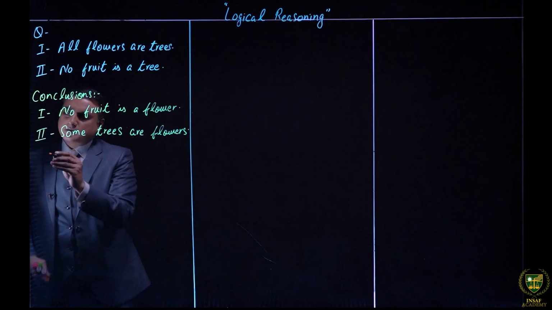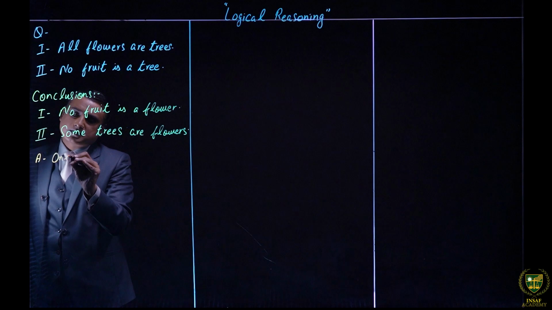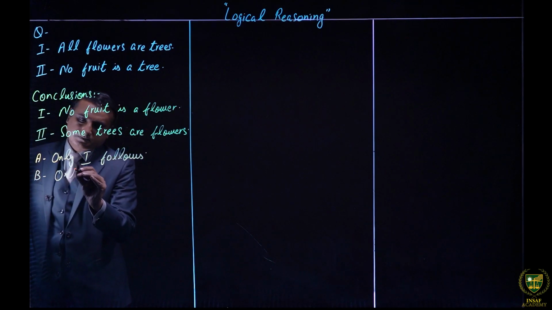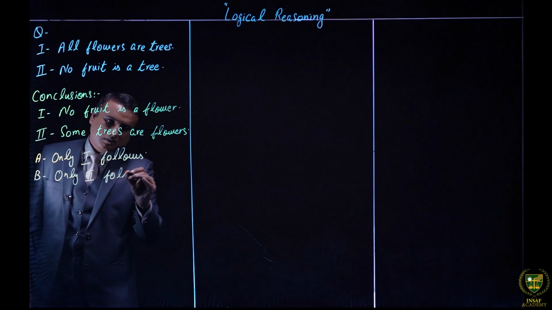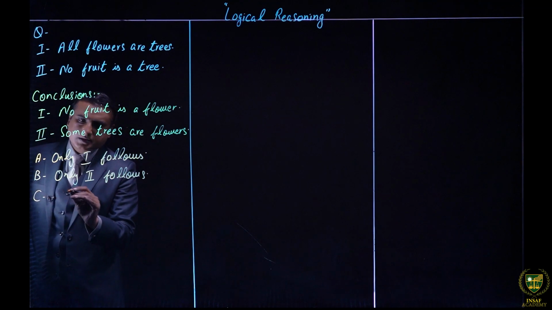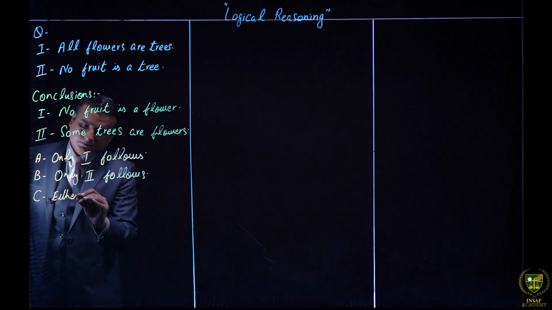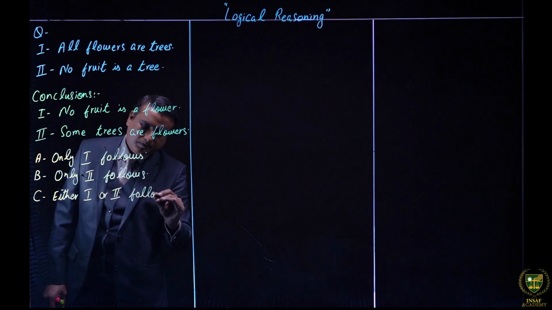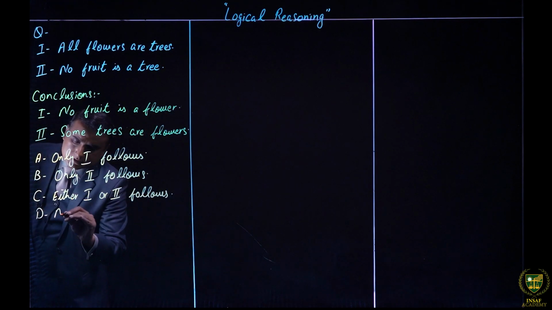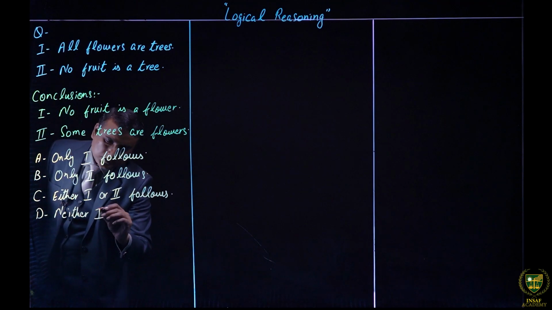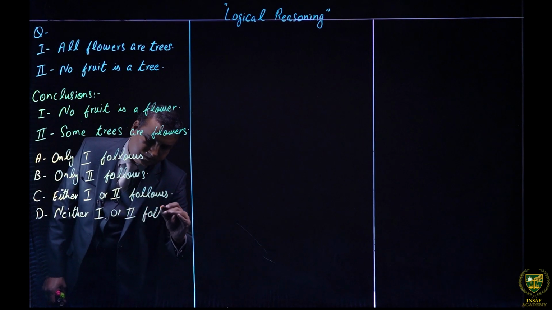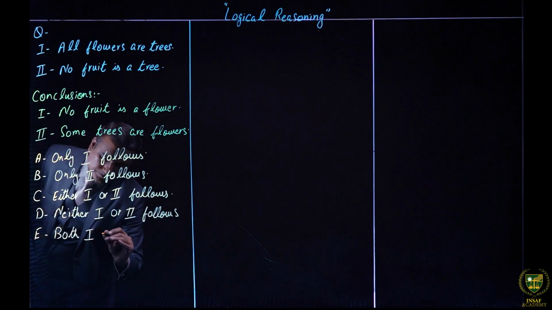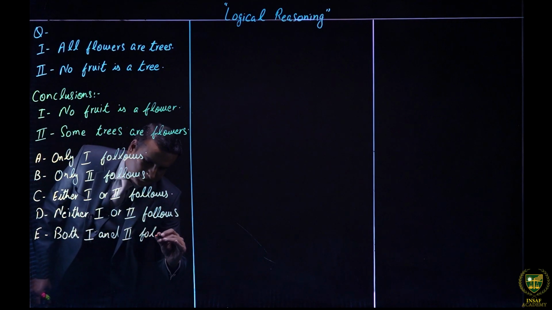So इसको देख लें पहले. Now again we have the same options. Alpha is only one follows, beta is only two follows, Charlie is either one or two follows, Delta is neither one nor two follows, and eta is both one and two follow.